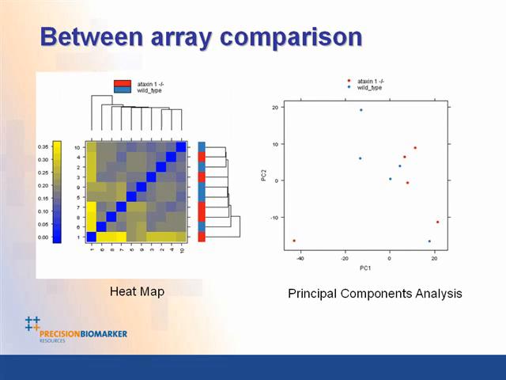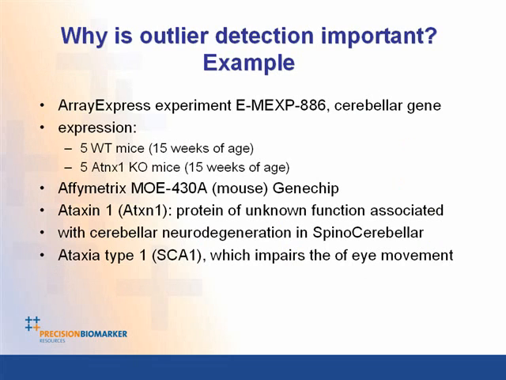On the box plot and the heat map, you can see that it's still an outlier. And on the principal components analysis, it's the one that's down here in the corner and away from the rest of the chips. Now, why is this outlier detection so important?